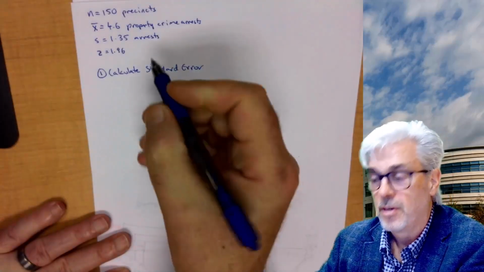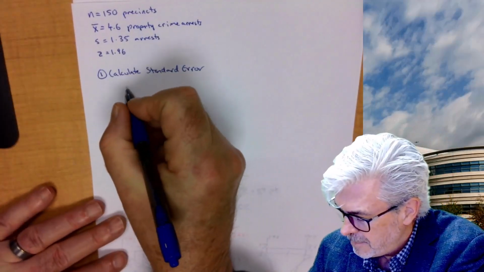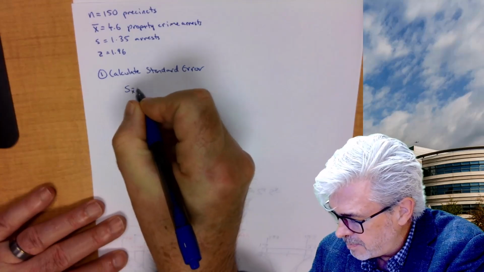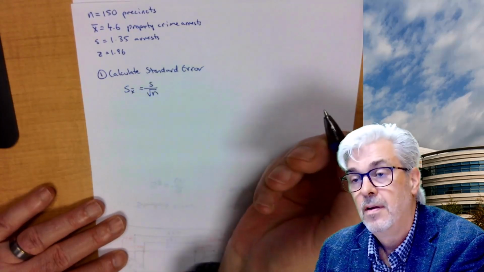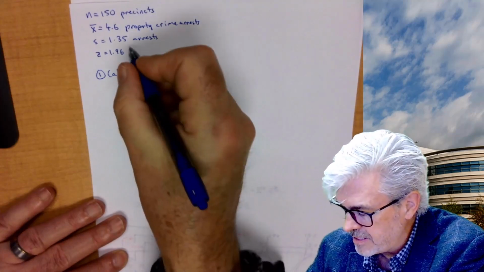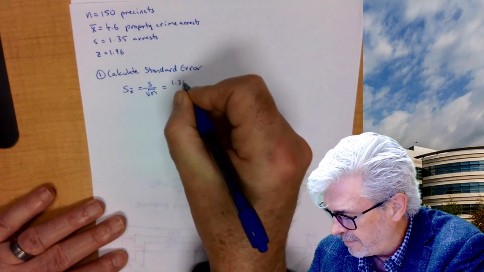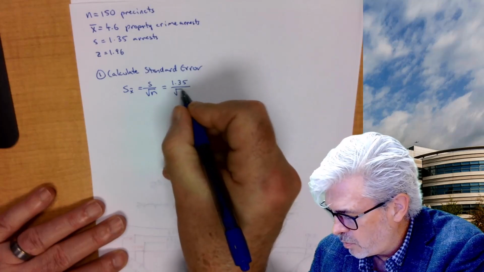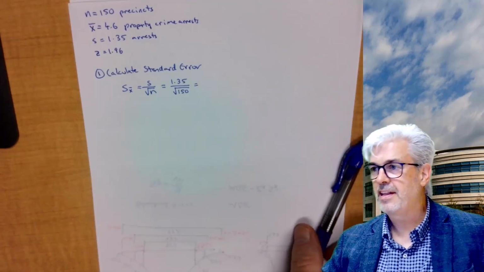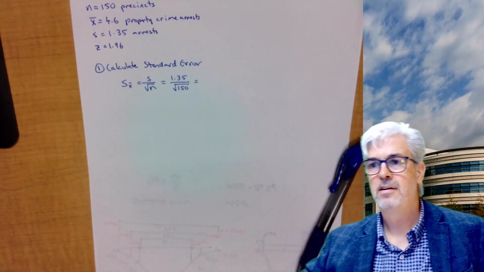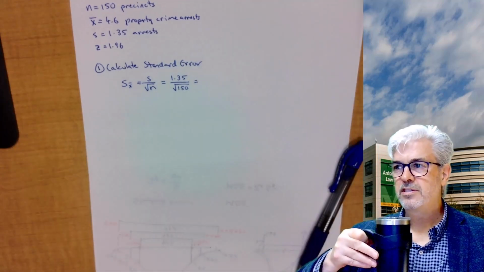All right, so you're going to calculate standard error, and remember, S subscripted x bar equals S divided by the square root of n. Now we have a standard deviation of 1.35 divided by the square root of 150. So you guys go ahead and calculate that and tell me what that works out to be. What is our standard error here?